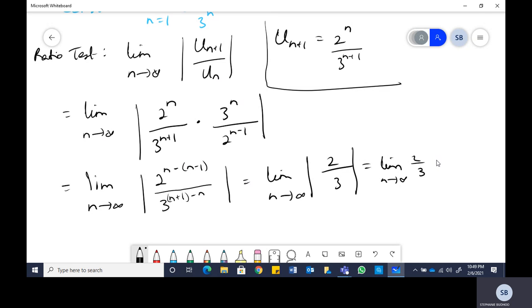And because this is definitely greater than 1, all right, it's set to converge. We have a convergent series here. Guys, and essentially, yeah, that's it.